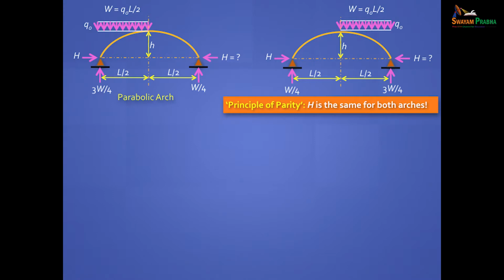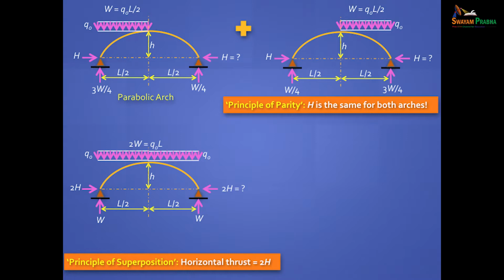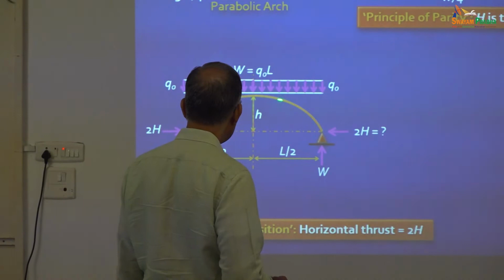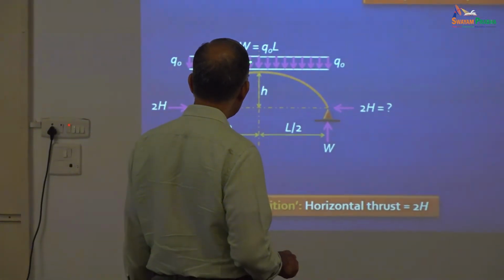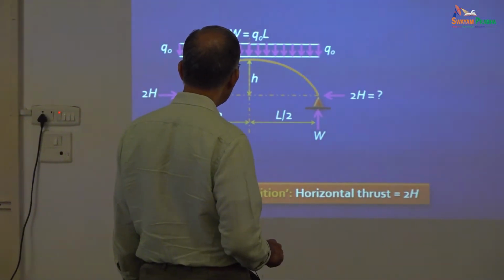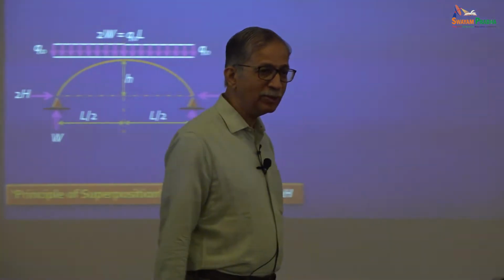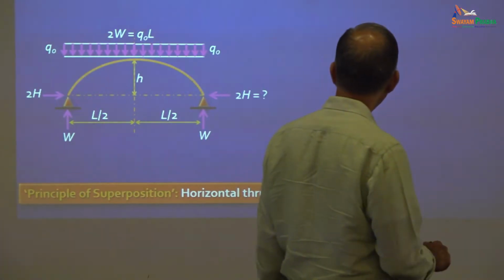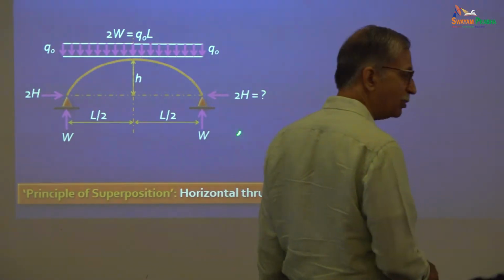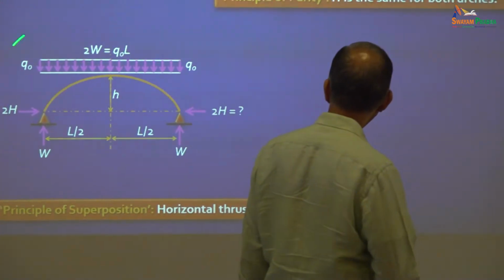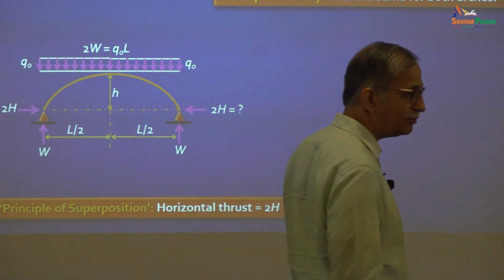And if you add these two, then you will get this shape. And you know very well that if this is parabolic, and if the loading is uniformly distributed along the horizontal span, then this is a funicular shape. And what will be the horizontal reaction? This will be double, of course. If you call this H and you call this H, this will be 2H, 2H, right? What is 2H equal to? This load will also become 2W if you say 1/2 is loaded with W.